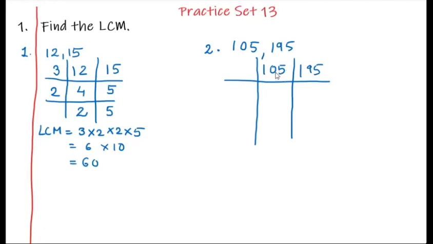5 plus 0, 5. 5 plus 1, 6. So addition of this number is 6. That means this number will be divisible by 3 because 6 is divisible by 3. Now we will check whether this number is divisible by 3 or not. 9 plus 1, 10. 10 plus 5, 15. 15 is divisible by 3. That means 195 is also divisible by 3.